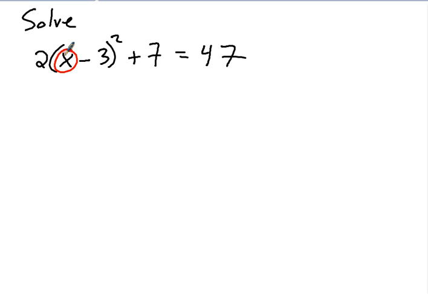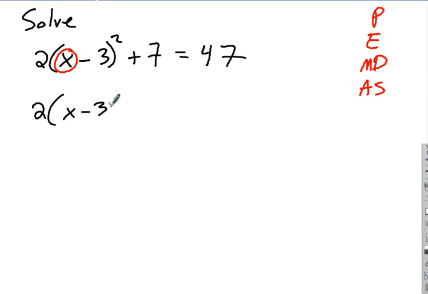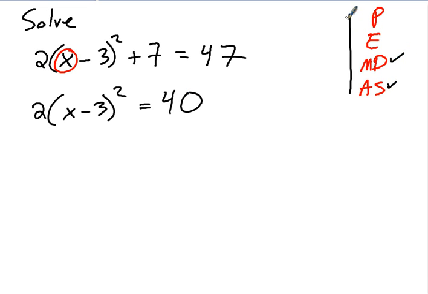Reverse order of operations. What do we do first in this case? If we're going to work backwards. Subtract 7. Perfect. So first we subtract 7 and get that. Okay. Now what? Divide by 2. Good. So we've worked our way up to the second layer.